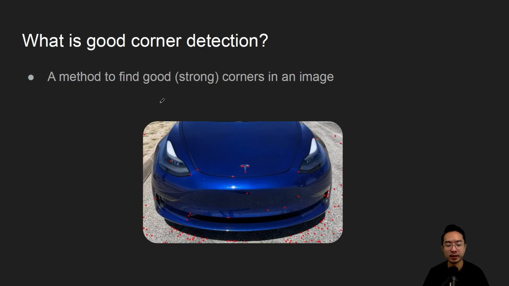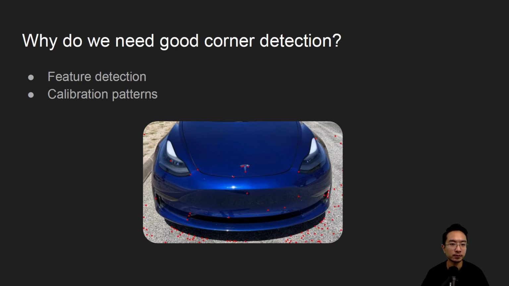So what is good corner detection? Previously we looked at Harris corners, but in general, there are a lot of different steps you could do to try to find the best corners in an image. When we say good, usually what we mean is a strong corner, or maybe the response is really good, depending on which method you're using. So why do we need good corner detection? It's good because you want it to be robust for feature detection or a calibration pattern. And sometimes you'll have a lot of noise and it may be susceptible to that, so that could be another factor.